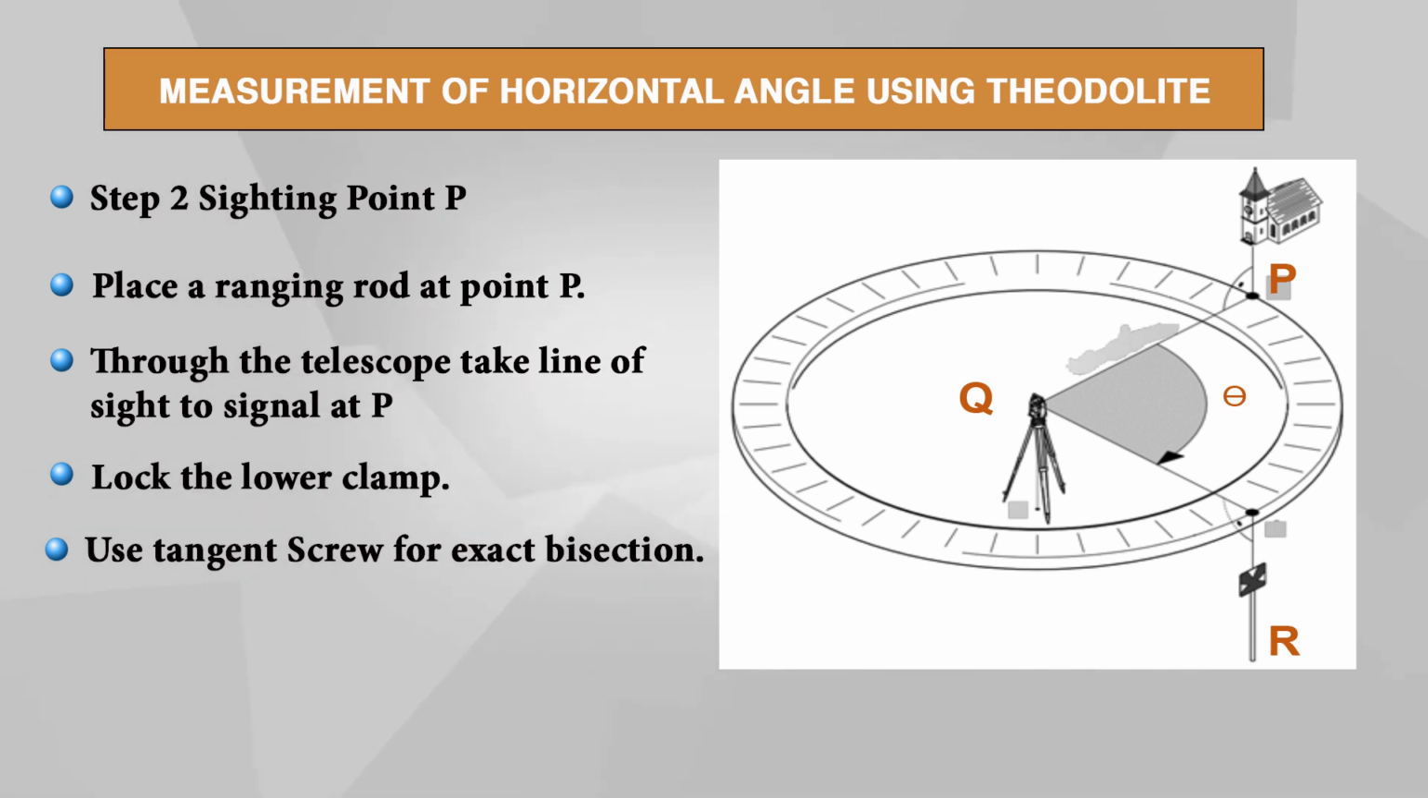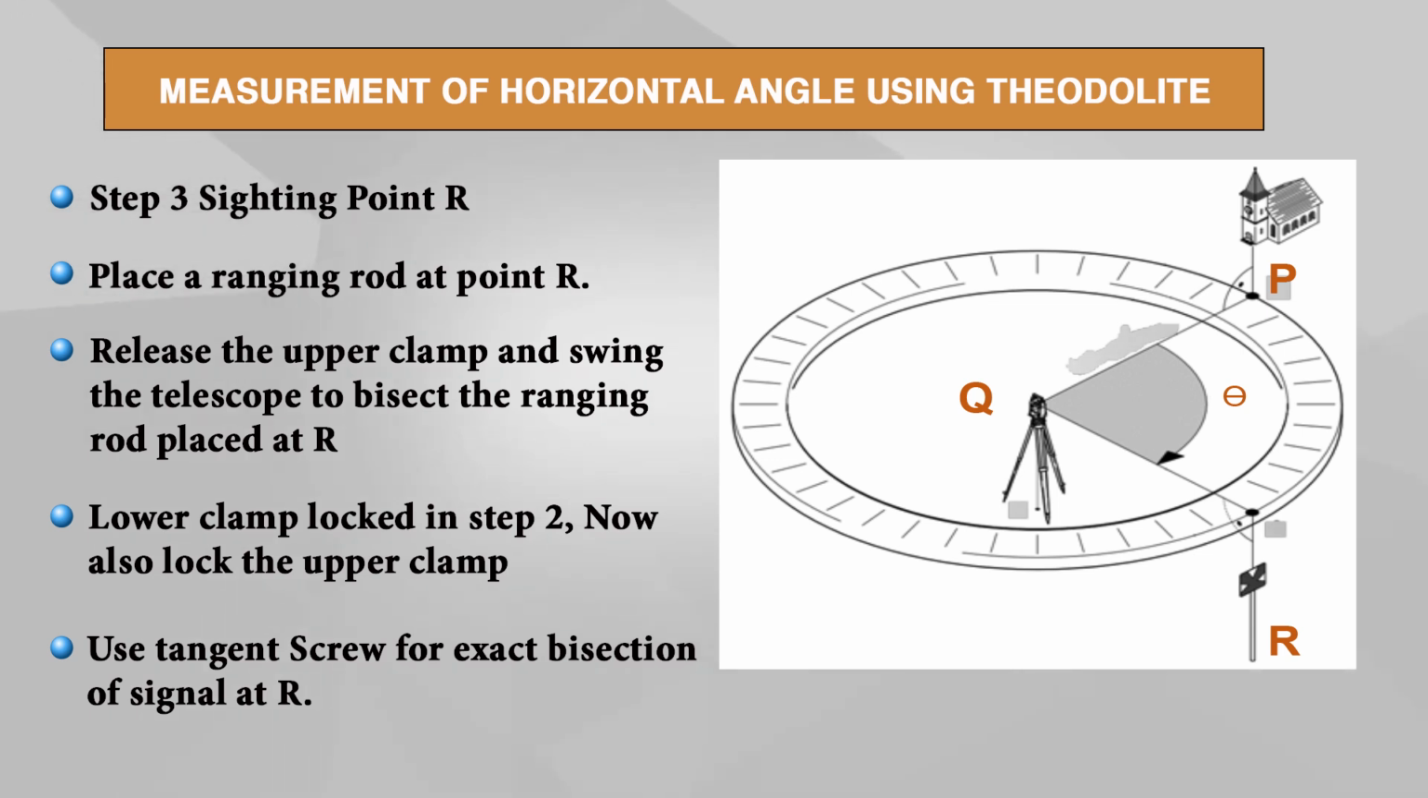point P. And at this point, when you have sighted point P, lock the lower clamp. The tangent screw can be used for exact bisection, meaning the crosshair and the ranging rod should coincide. And remember, when the lower clamp is locked and the upper clamp is released, the instrument will rotate about its inner spindle and relative motion between the plates will take place.